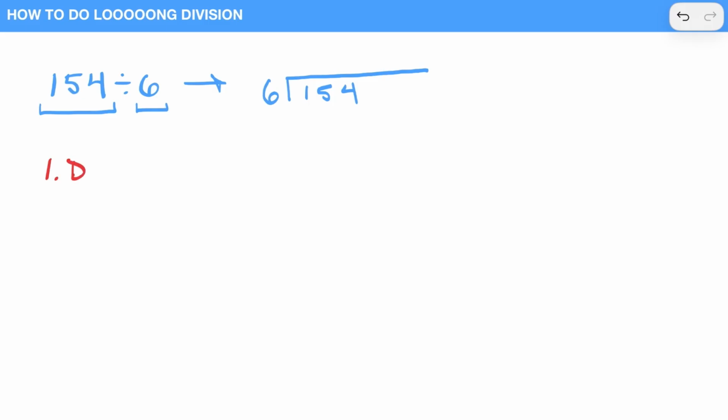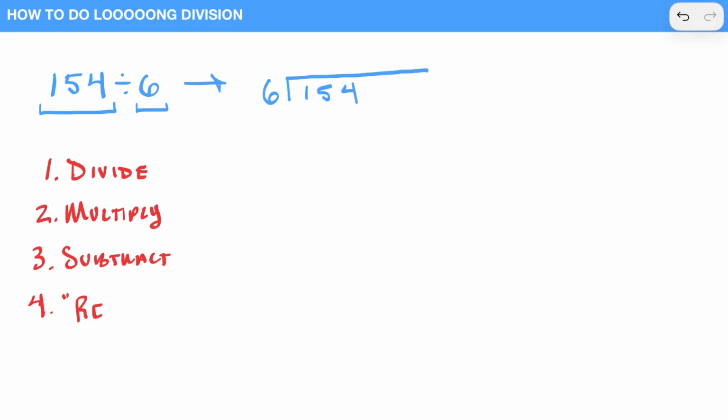Step one is going to be divide. Step two is going to be multiply. Step three is going to be subtract. Step four, instead of bringing on down and bringing on back, we're going to repeat is what we're going to do. But let's follow this flow.